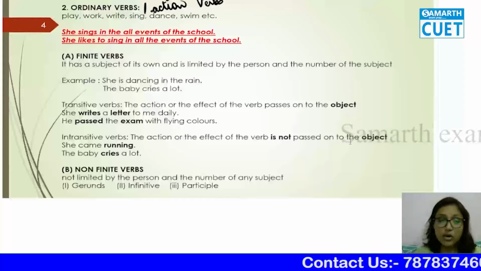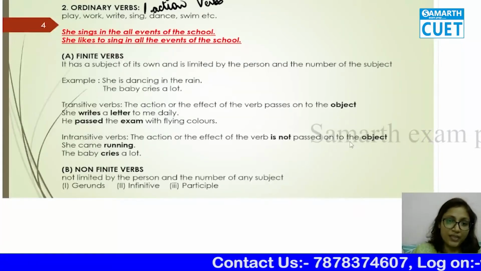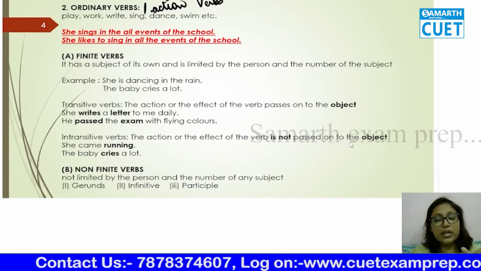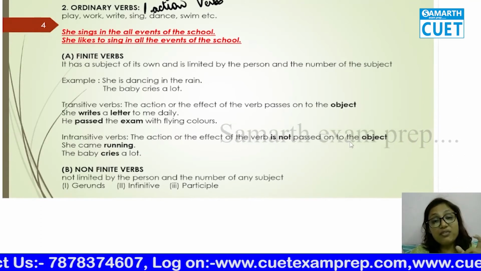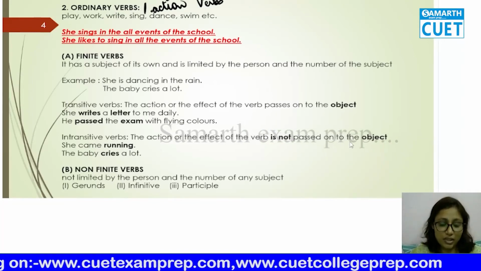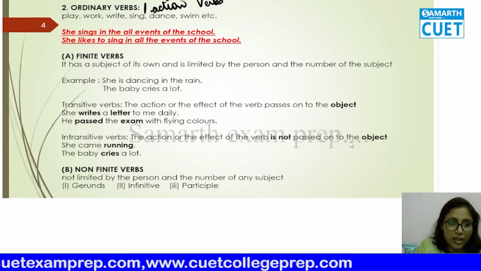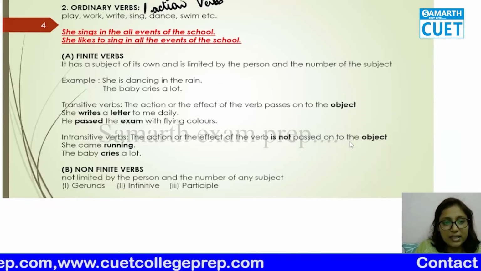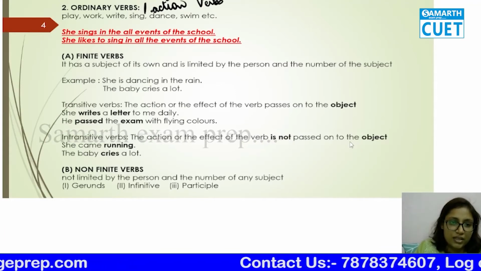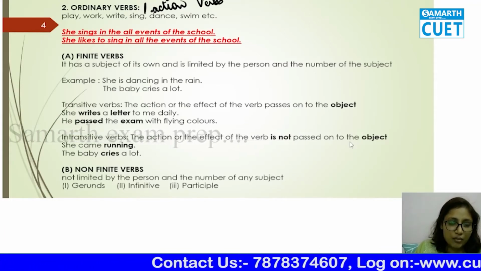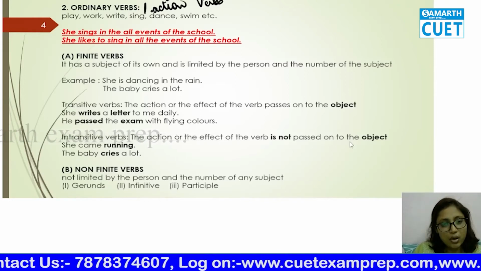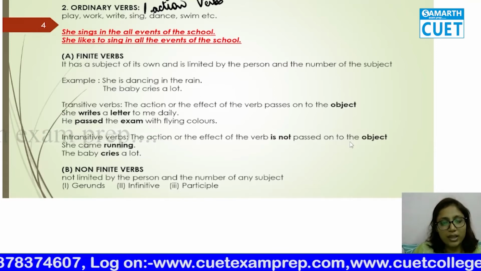Now first go through these examples. See, this is a little complex one. This is going to tell us the difference between finite and non-finite verbs. So please go through this. Please listen to this very carefully. She sings in all the events of the school. She is a pronoun. And what does she do? She sings in all the events of the school.